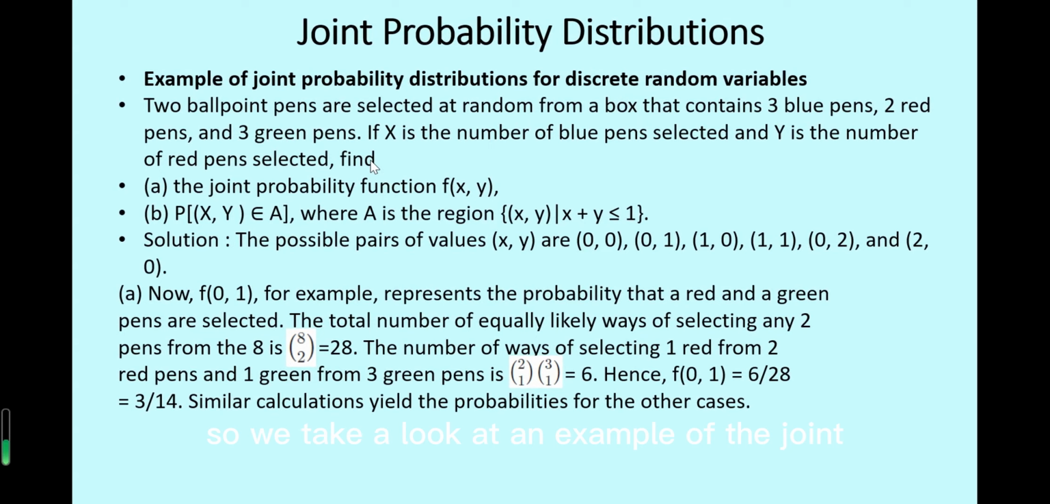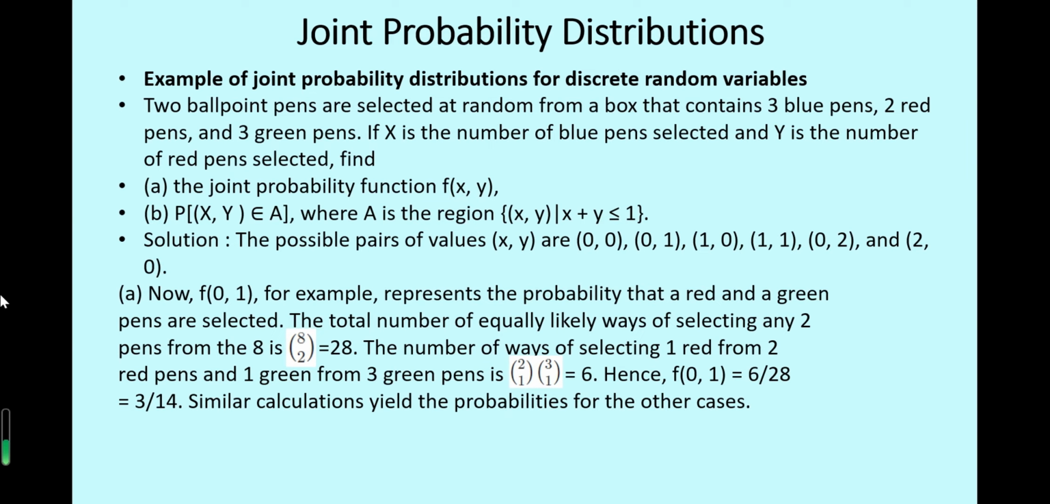Let's take a look at an example of joint probability distributions for discrete random variables. Two ballpoint pens are selected at random from a box that contains 3 blue pens, 2 red pens, and 3 green pens. If X is the number of blue pens selected and Y is the number of red pens selected, find, A, the joint probability function f(x, y).